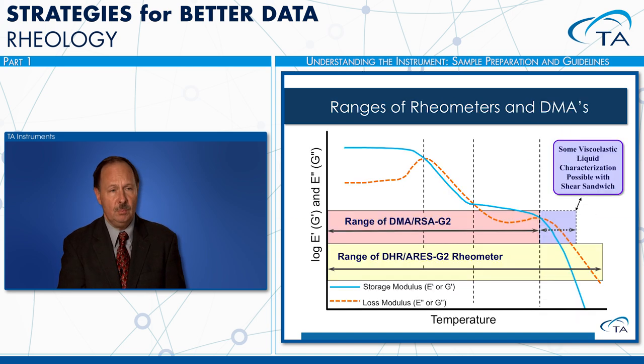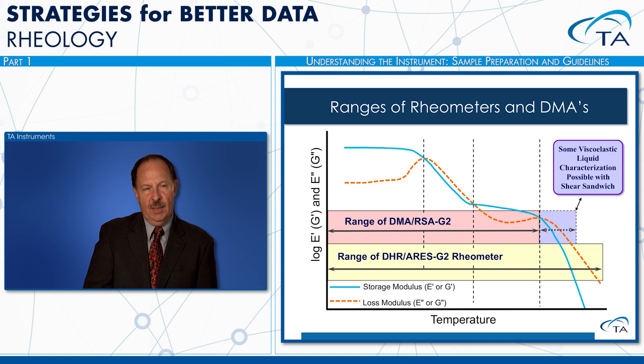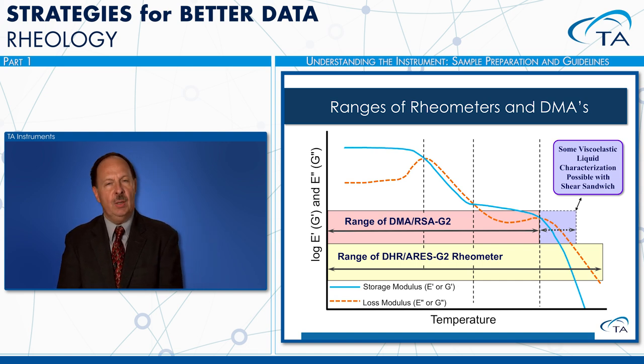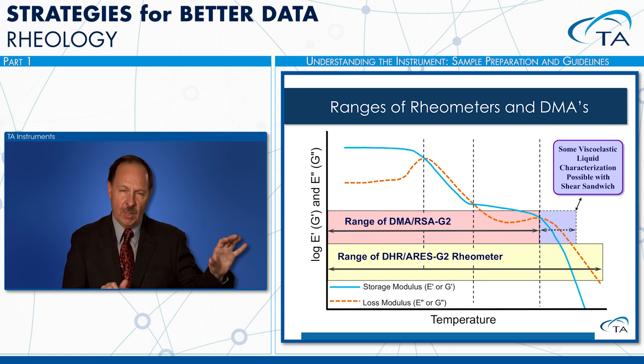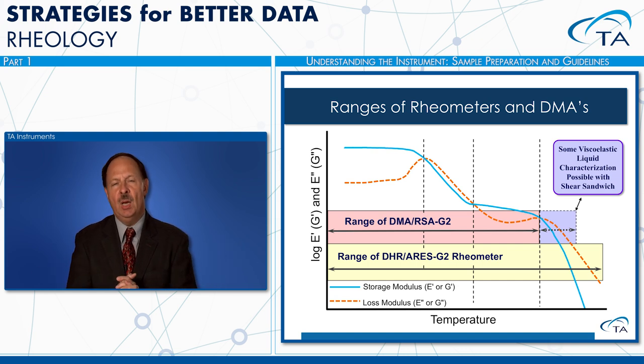Okay, one of the nice things about rheometers is that you can run things over an extremely wide temperature range. You might need to change your geometry as you go from a low temperature range to the high temperature range, but you can go typically from minus 150 up to 600 degrees C, so at least in theory. That doesn't mean that if your material is going to degrade at 300 degrees C, you're going to go above that temperature.